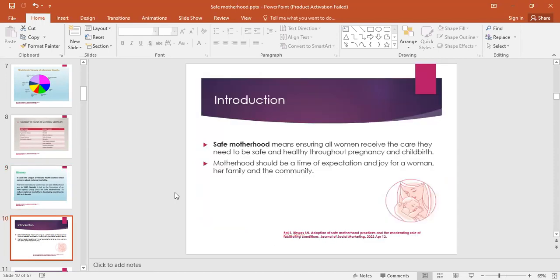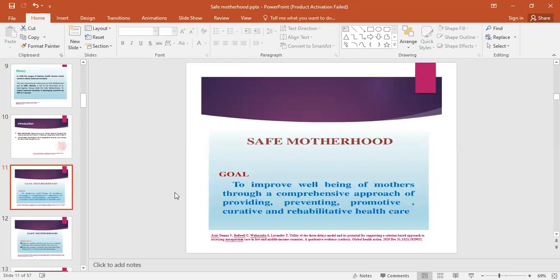Now, what is safe motherhood? Safe motherhood means ensuring all women receive the care they need to be safe and healthy throughout pregnancy and childbirth. Motherhood should be a time of expectation and joy for a woman, her family, and their community. The goal of safe motherhood is to improve the well-being of mothers through a comprehensive approach of providing preventive, promotive, curative, and rehabilitative health care.